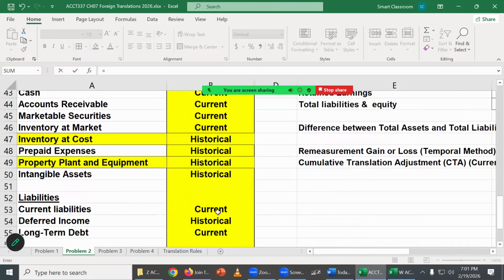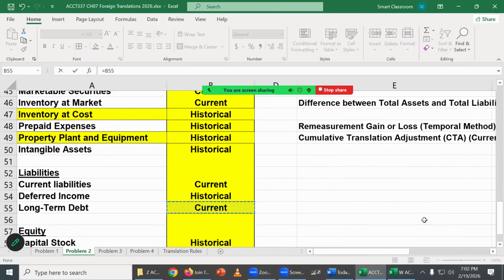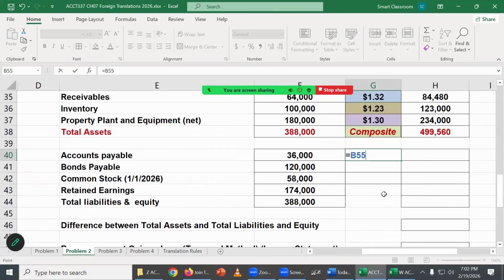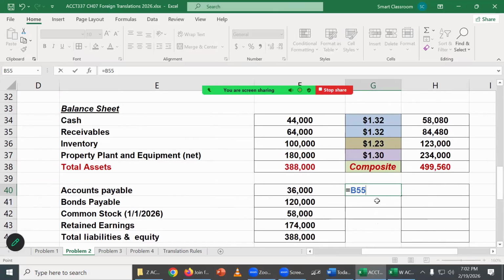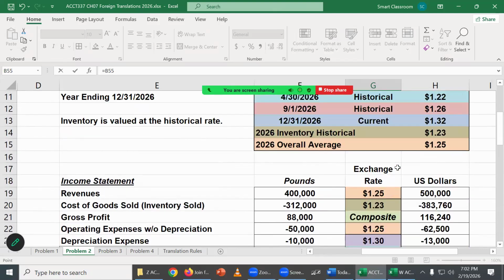Check just to make sure I did that right. Liabilities. Oh, deferred income. We don't have any deferred. Deferred income, because it'll be in cash, is going to be a historical. What the cost was, what the exchange rate was when the cash changed hands. Okay, so accounts payable will be at the current rate, which is really the year-end rate.